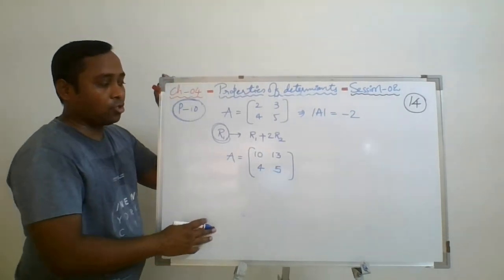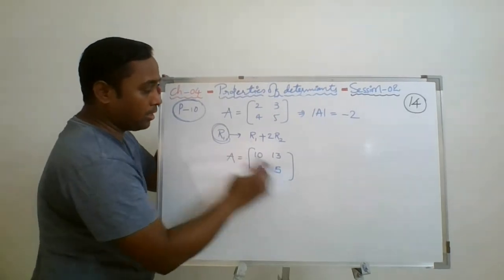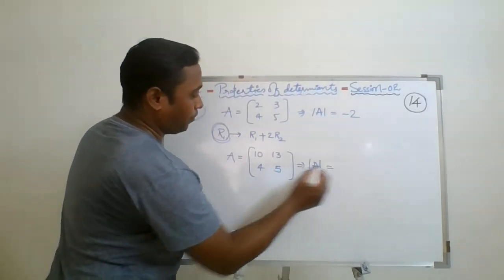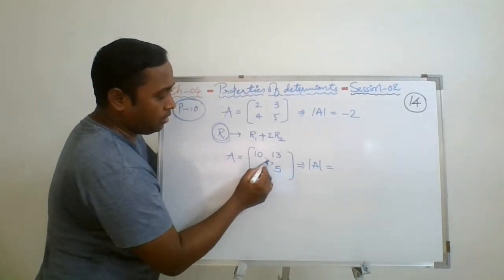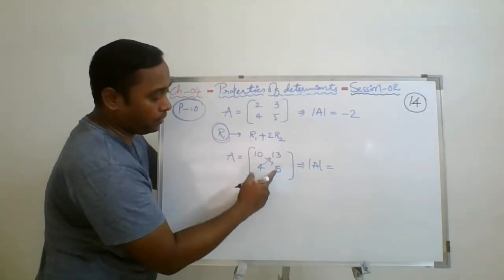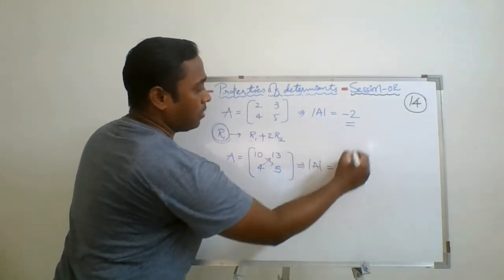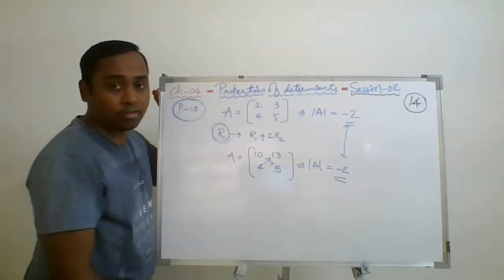Now again, try to calculate the determinant of this matrix. What will you say that value is? 10 times 5 is 50, 13 times 4 is 52. 50 minus 52, the answer remains the same. See, there is no change in the answer.